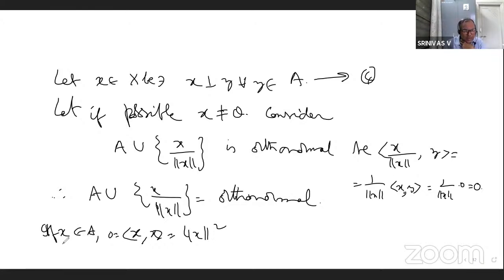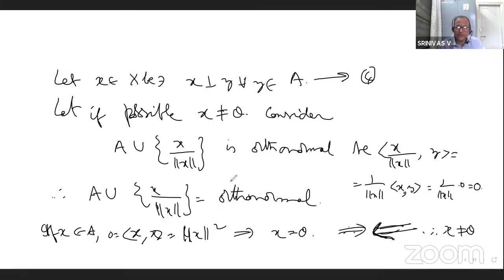If small x belongs to capital A, in place of y you can take small x. So x is orthogonal to small x, which means the inner product is 0. This is norm x square. This implies x is 0. Okay. So if you take x to be in capital A, your x turns out to be the 0 vector, but your x is non-zero. Therefore, this is a contradiction. So therefore, your x is not in A.